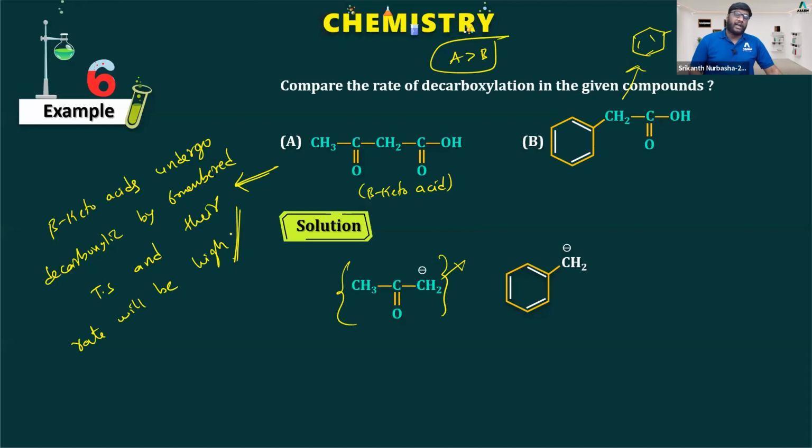If we have two beta keto acids and they are asking for a comparison, then you can use the carbanion as support. Then you have to check which carbanion has more resonance, that is, is more stable. So here it should be A greater than B.